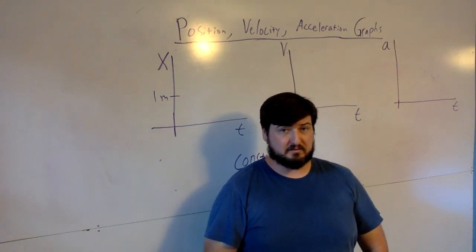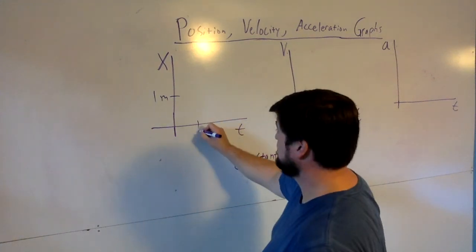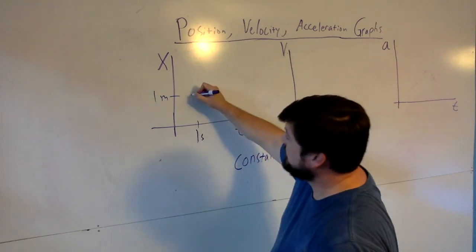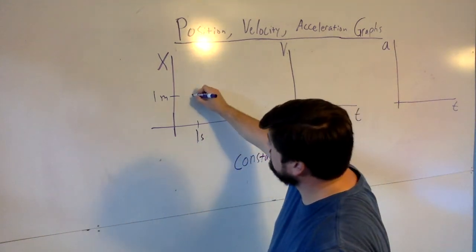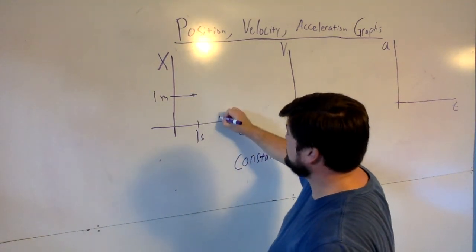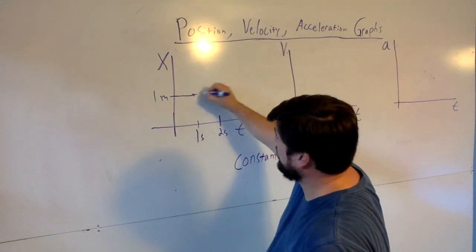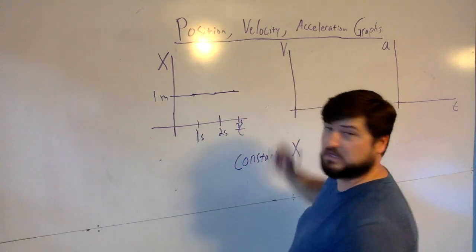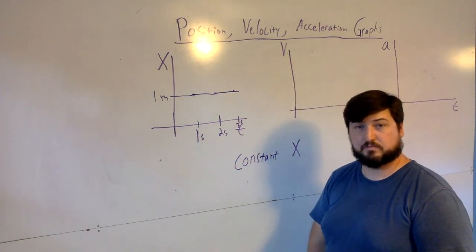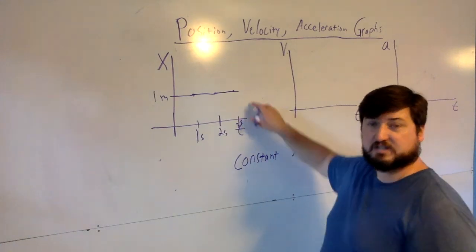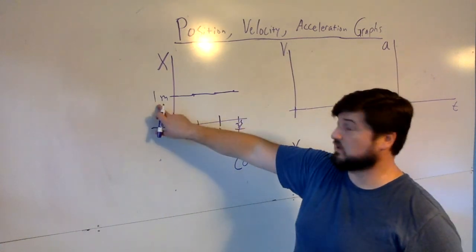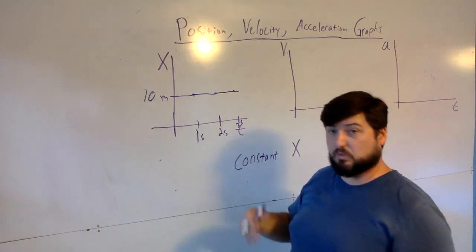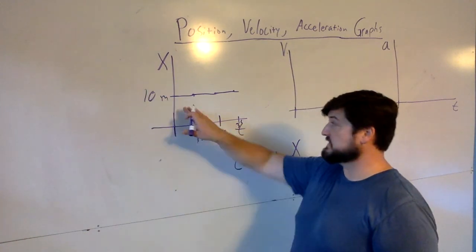Not very interesting, right? After 1 second, I'll be at 1 meter. After 2 seconds, I'll still be at 1 meter, and after 3 seconds, I'll still be at 1 meter. I'm not changing, just standing still, right? So I have a flat line. If I have a constant x, wherever I start, if this is 1 meter, or 10 meters, or 100 meters, wherever my starting position is, that's where I stay.